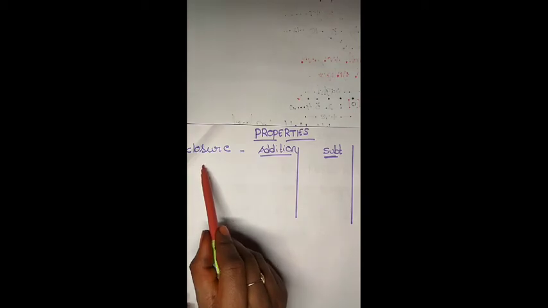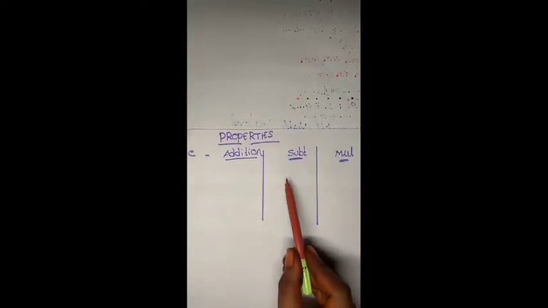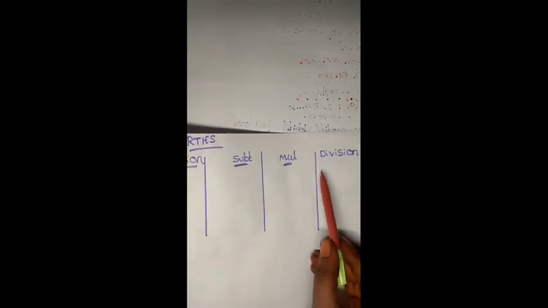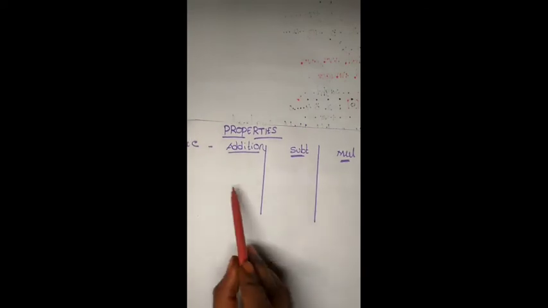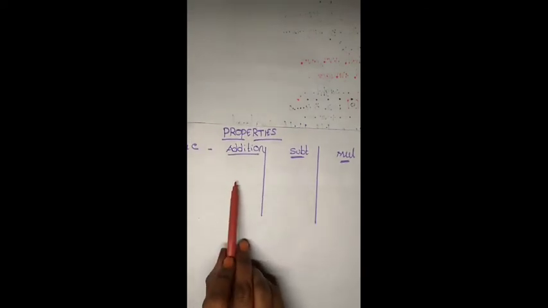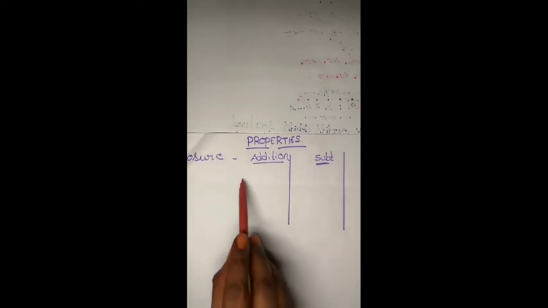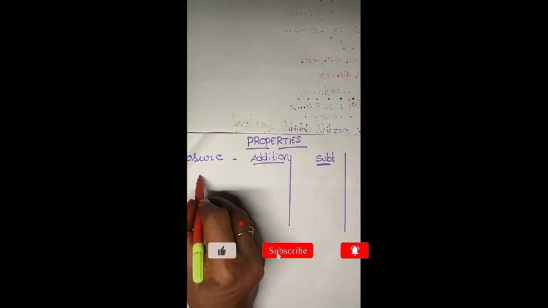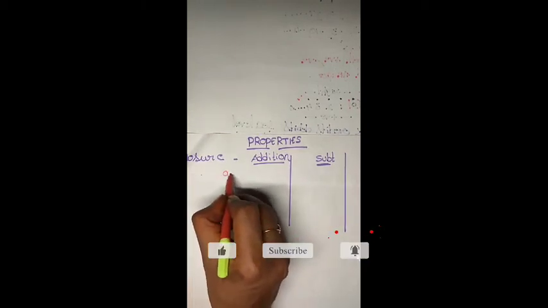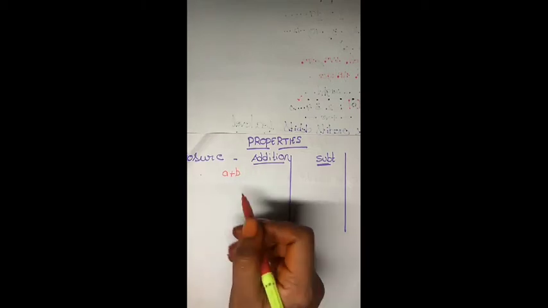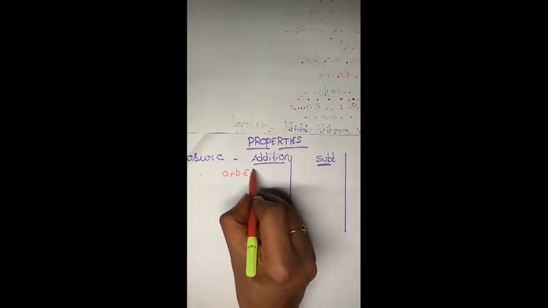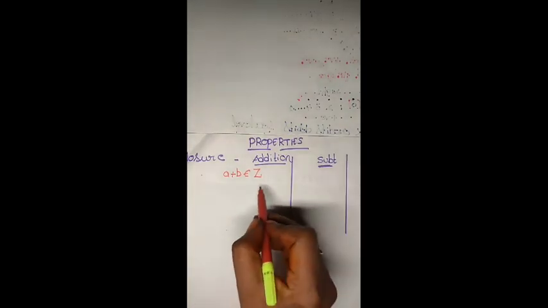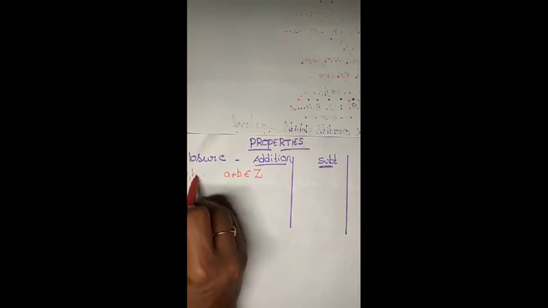Now let us see the properties of the integers. First property is closure property. For closure property we have addition, subtraction, multiplication and division. So let us see those properties one by one. First we are seeing the closure property of integers under addition. If a and b are integers, then a plus b should belong to the integers. This is the belongs to symbol. And integers are represented by Z. Z means Zahlen.